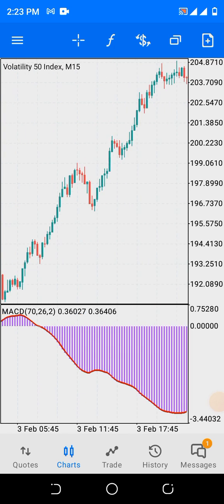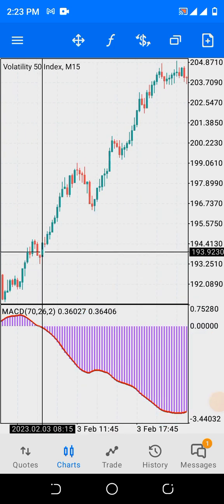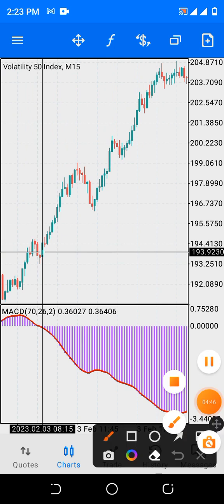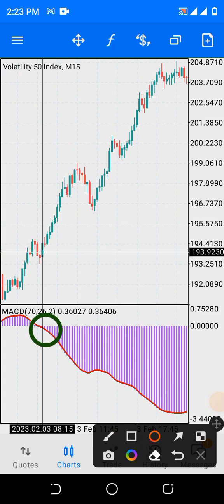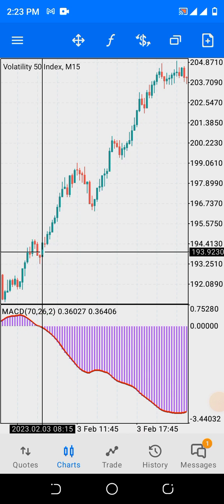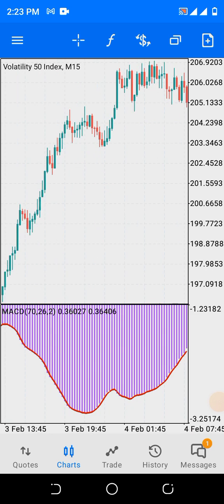Now here is my second entry. I am only trading what is happening on higher time frame. So I make my second entry here, and this is massive profit. So I continue moving in the same direction.